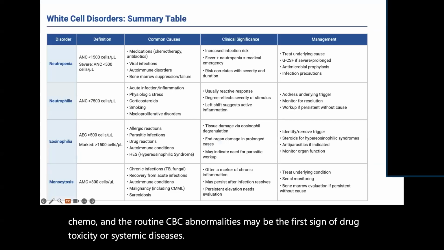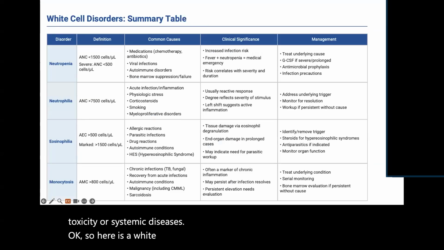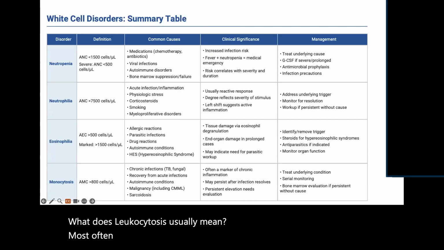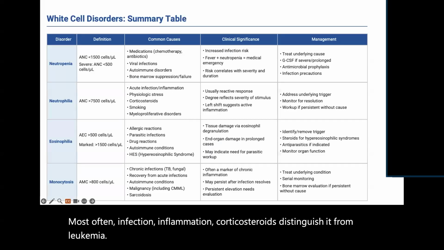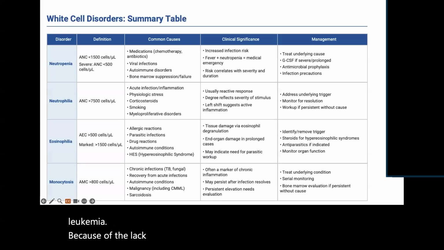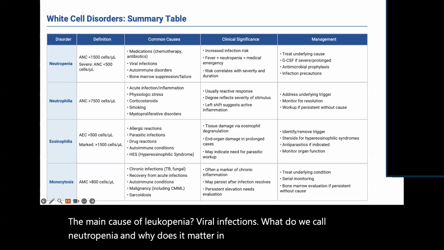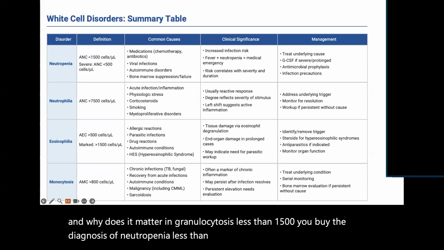Okay. So here is a white blood cell chart. What does leukocytosis usually mean? Most often, infection, inflammation, corticosteroids. Distinguish it from leukemia because of the lack of blasts in the white count. The main cause of leukopenia, viral infections. What do we call neutropenia and why does it matter? Agranulocytosis. Less than 1,500, you make the diagnosis of neutropenia. Less than 500, we call it severe.